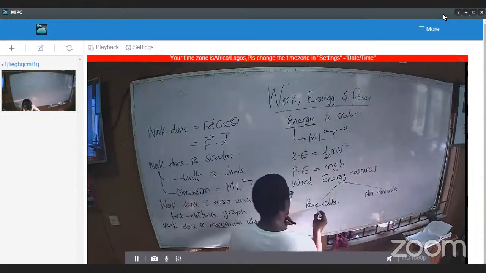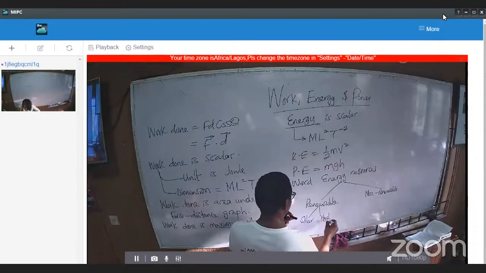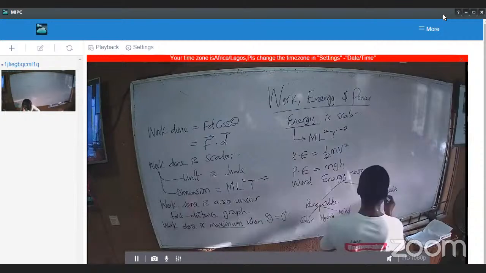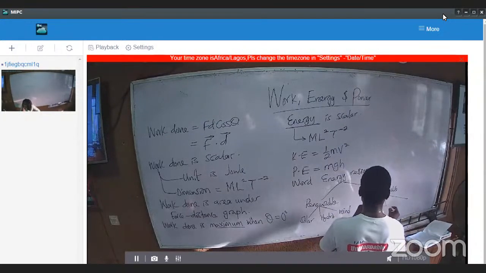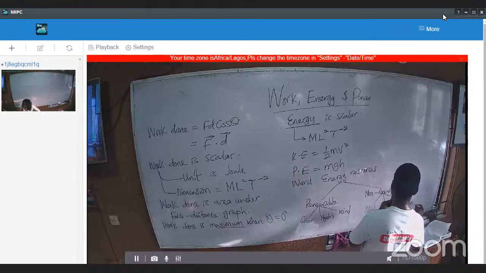For renewable, we have solar, we have hydro, and of course, we have wind. These are the ones we have. For non-renewable, we have nuclear, we have coal, and then we have the biomass.